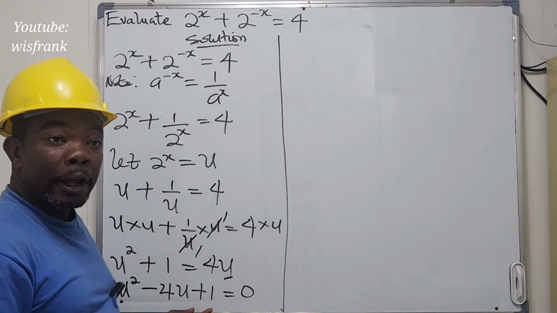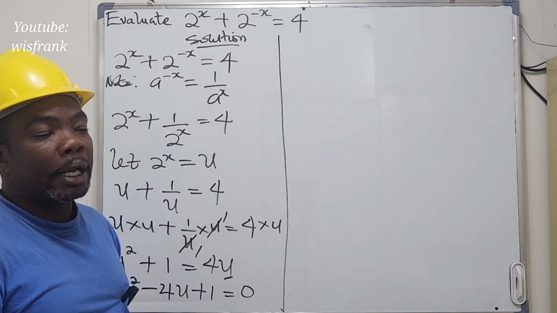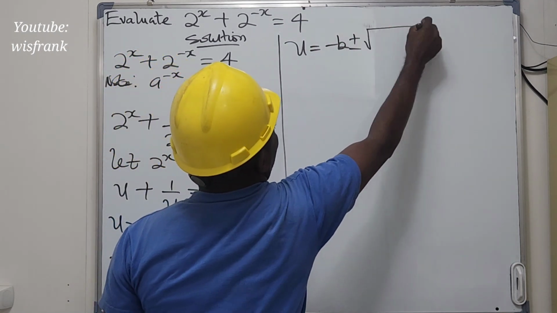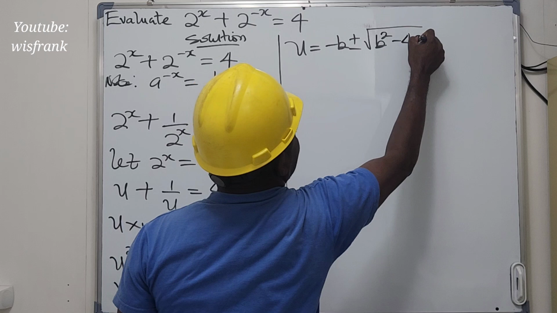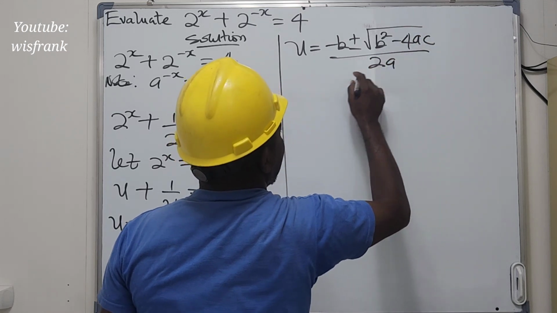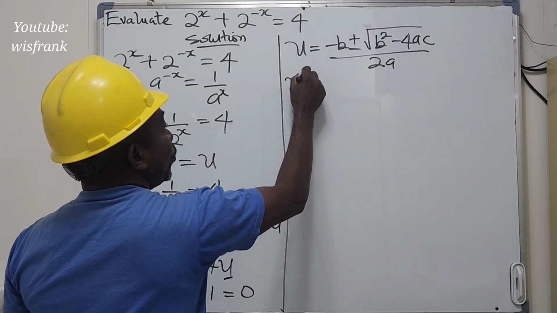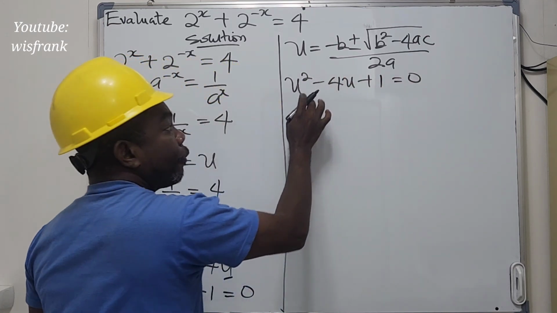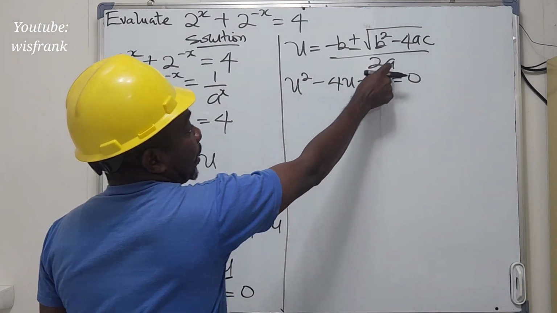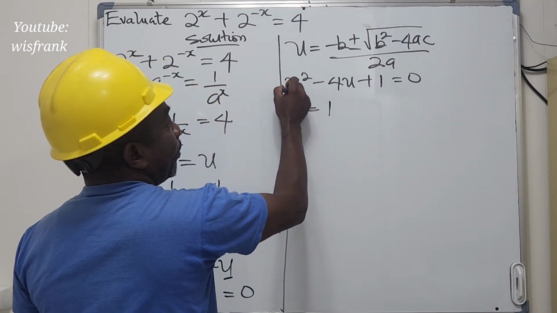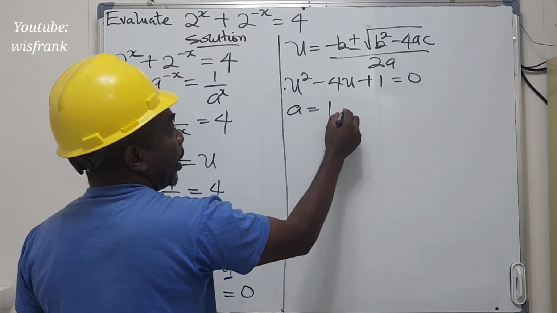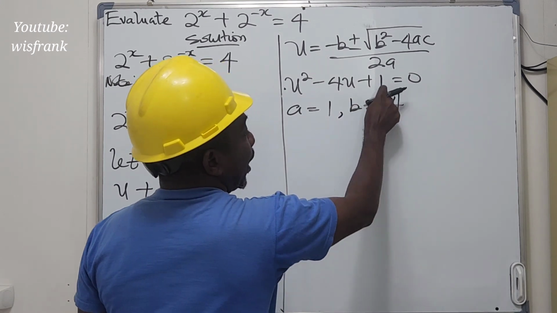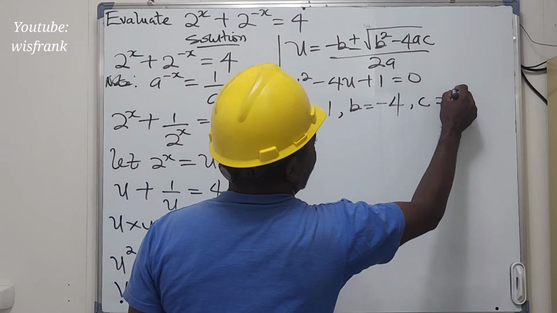And here, for us to find the value of u, we need to use the quadratic formula, which is in the form u equals to minus b plus or minus square root of b to the power of 2 minus 4ac all over 2a. So from our question here, our u to the power of 2 minus 4u plus 1 equals to 0. From this equation, a equals to 1 because the coefficient of u to the power of 2 is 1, and also the coefficient of u here, which is b, equals to minus 4, and the constant here, which is our c, equals to 1.